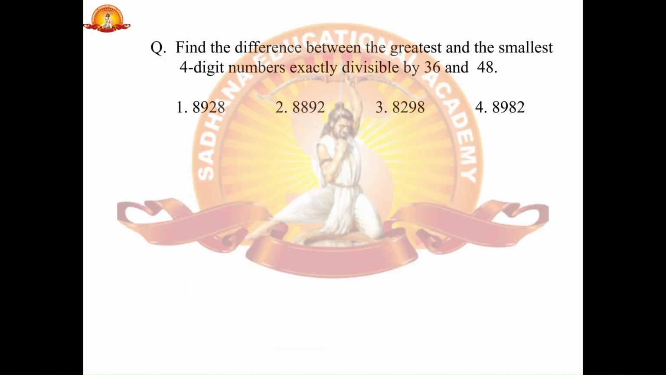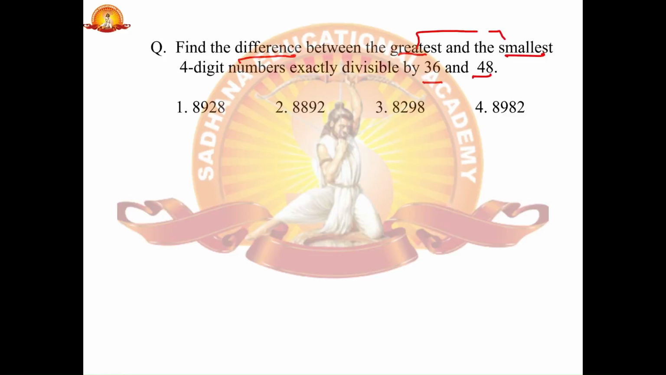5. The difference between the greatest and the smallest 4-digit numbers exactly divisible by 36 and 48. As we have to find the difference between the greatest and smallest 4-digit numbers, those two numbers have a difference. The best technique we have is that the difference of the greatest and smallest numbers must also be divisible by both 36 and 48.